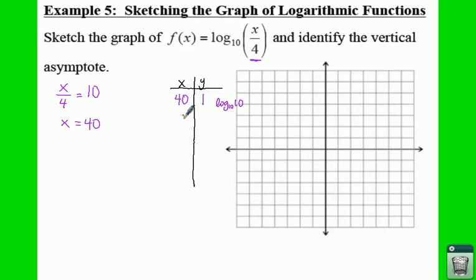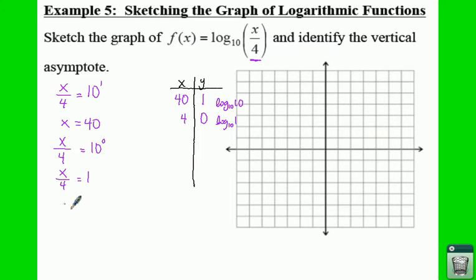Next one you'd want to try is what would give you a 0. So if you set x over 4 equal to other powers of 10, like 10 to the 0, which is just 1, x over 4 equals 1, which means you get x equals 4. So if you plug a 4 in for x, you're going to get the log base 10 of 1, which is just 0.